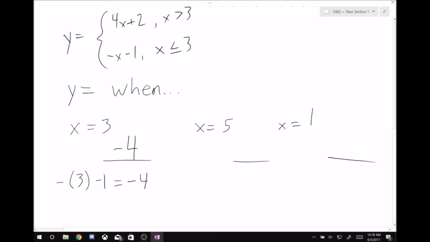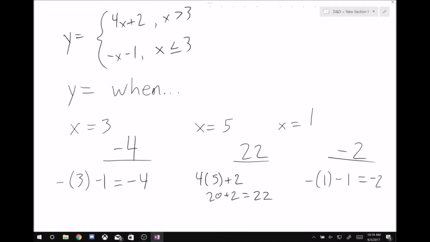For the second one, we're looking for when x is equal to 5. 5 is greater than 3, so I would plug it into the top equation, because that's what happens when x is greater than 3. That gives us 4 times 5 plus 2, which is just the top equation with the x plugged in. That gives us 20 plus 2, which is equal to 22. The last one is 1. 1 is less than 3, which means it fits into the bottom equation. Plugging that in, we get negative 1 minus 1, so it's going to be equal to negative 2.